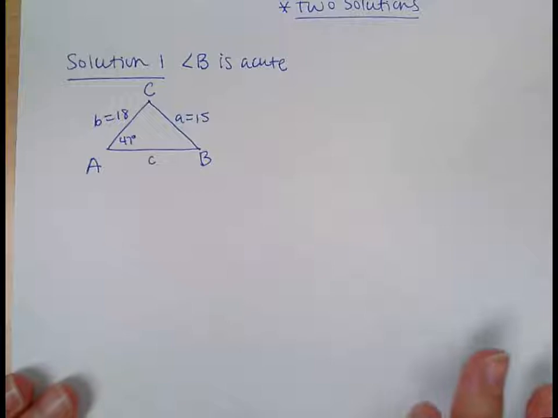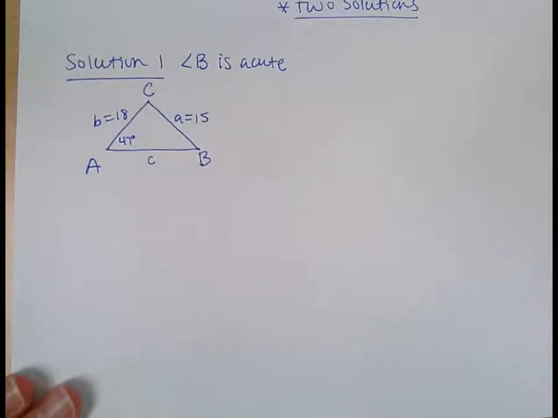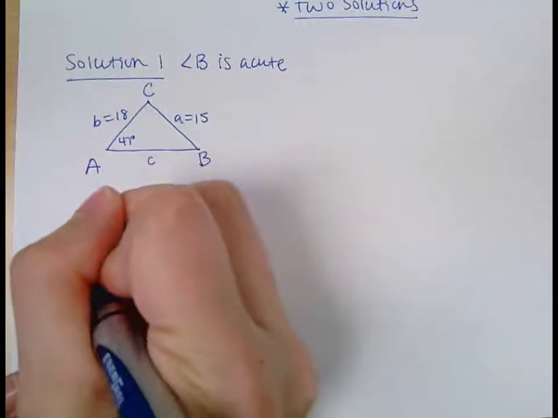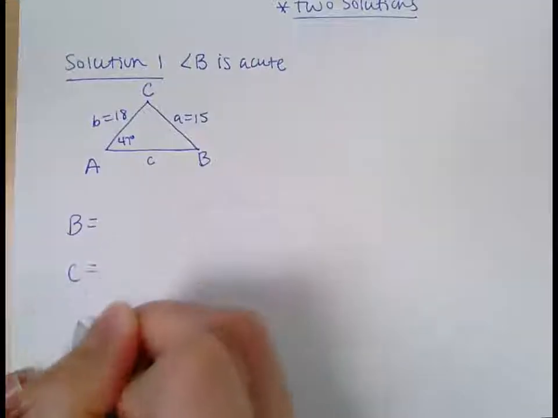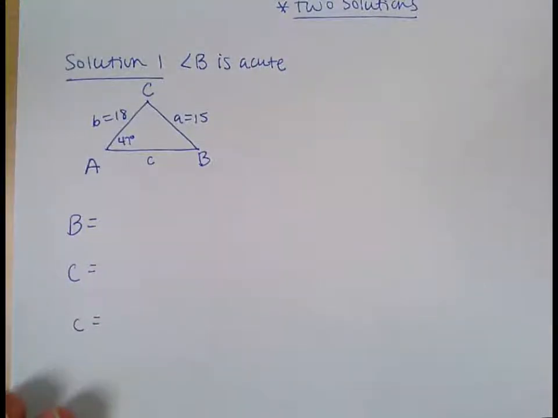And this is going to be solved like we solved the last example. So we need to find angle B, angle C, and side C. Based on what we're given, what do we need to find first?